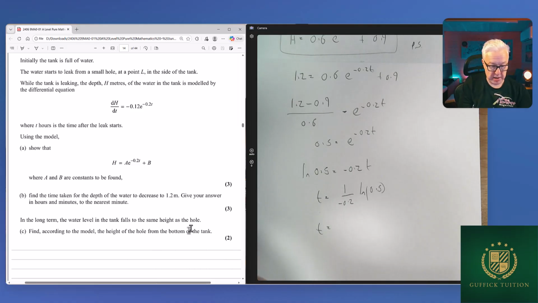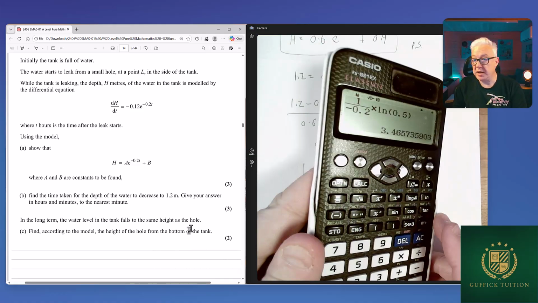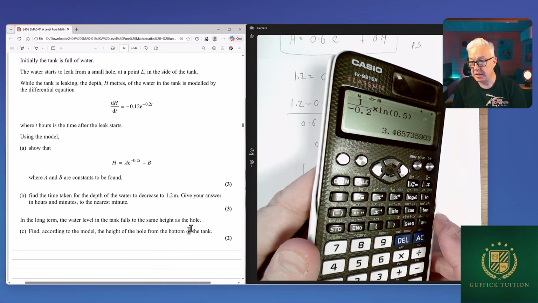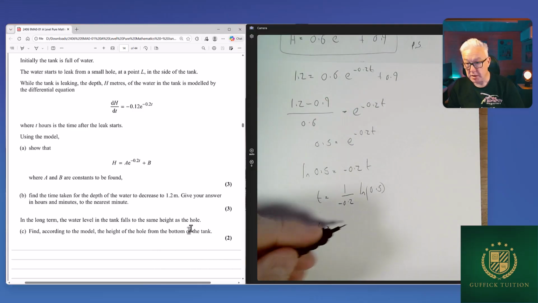So we're going to say 1 divided by minus 0.2, times by ln of 0.5, close the bracket. That's giving me this as a decimal. Okay, so 3.466. Let's write that down.